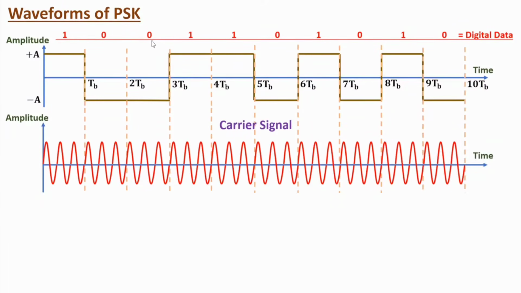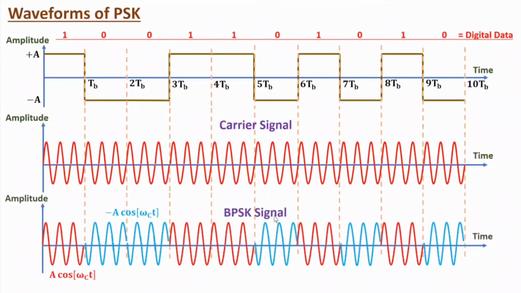You can observe after multiplication, we have the binary PSK signal where, if we have logic 1, at that time the signal is A cos omega ct. And if we have logic 0, then over here there is a phase reversal, and that phase reversal is of 180 degrees. So you can observe here we have minus A cos omega ct. So we have a signal that is minus A cos omega ct during logic 0, and during logic 1 we have the BPSK signal that is A cos omega ct, right? So that is how one can understand waveforms of PSK.